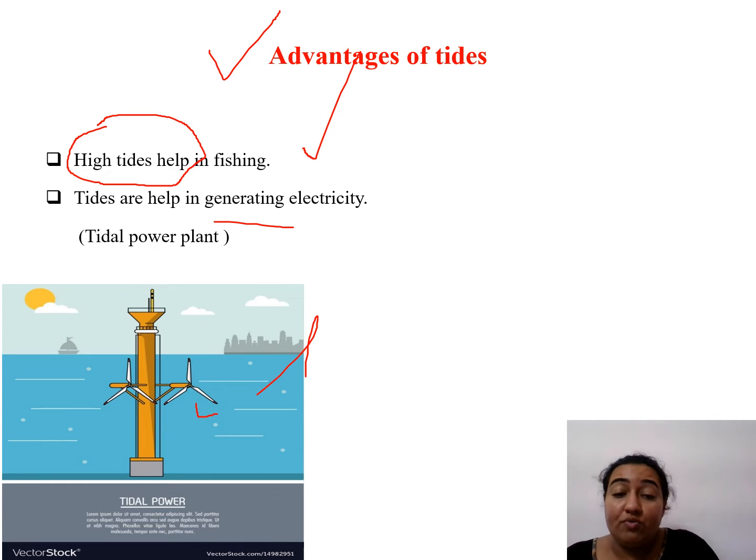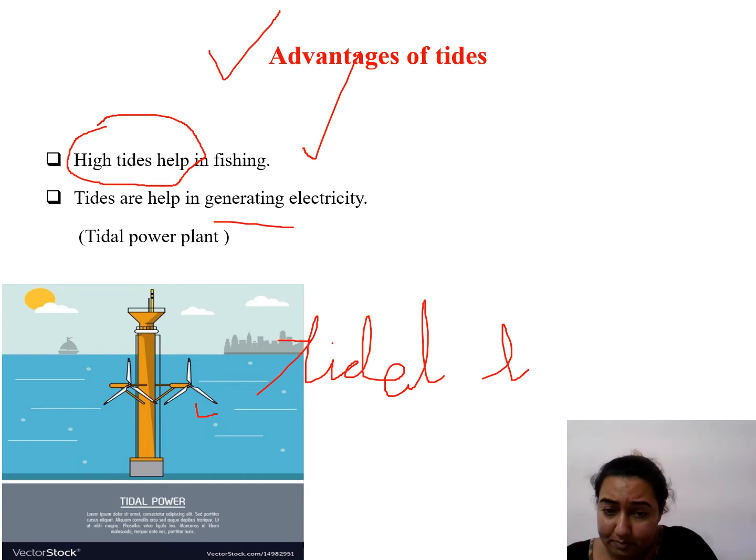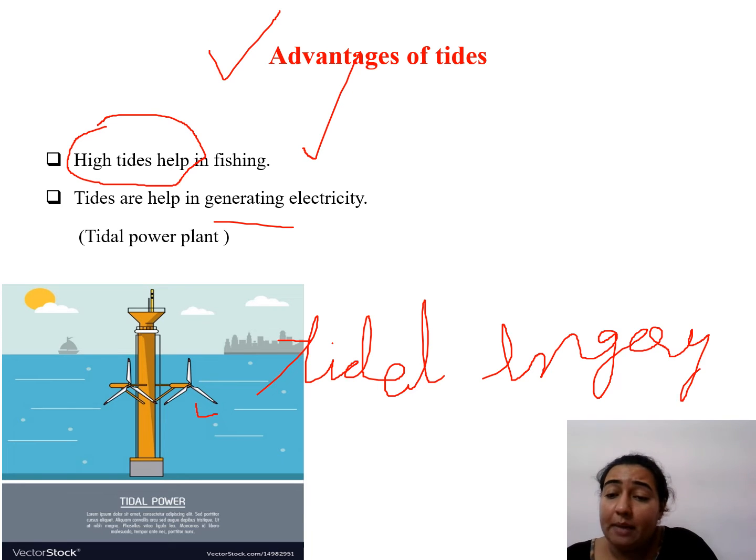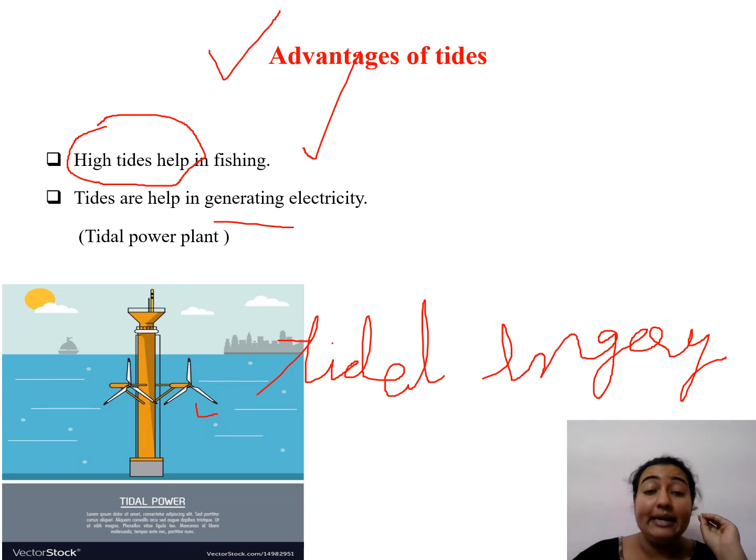We have also studied about tidal energy, that how tides and water currents are required for producing electricity. Yes, so tides also help in tidal energy and electricity both. So these are the advantages of high tides, or let's say normal tides that take place.